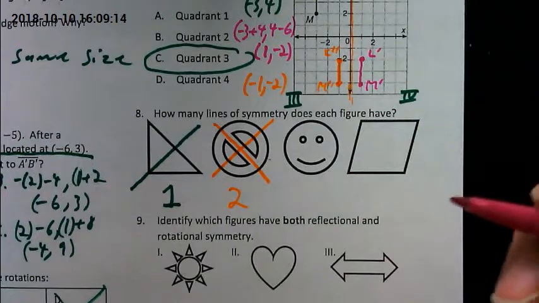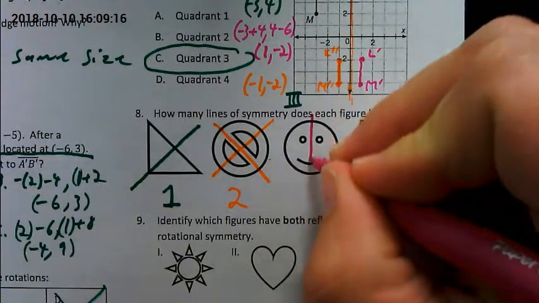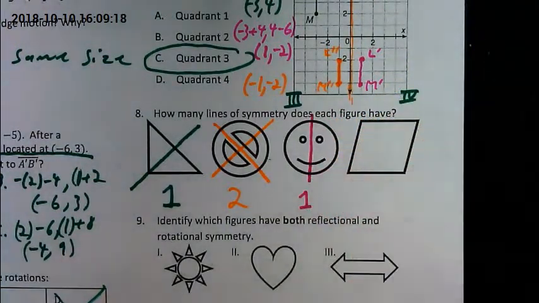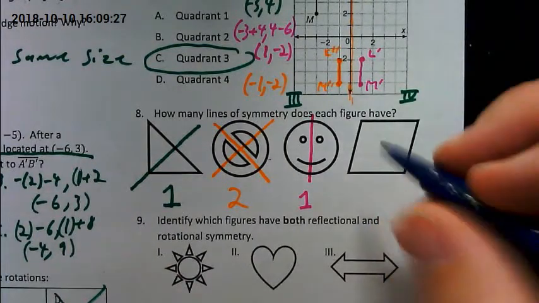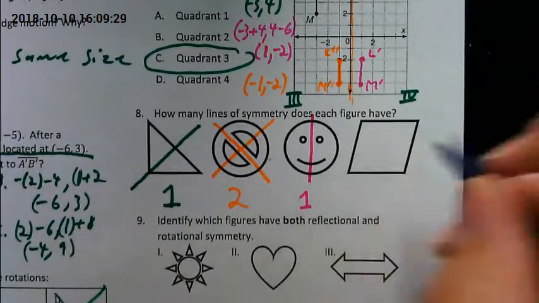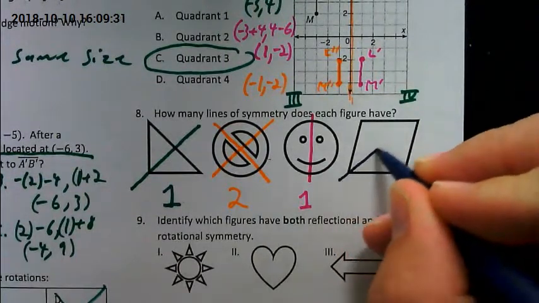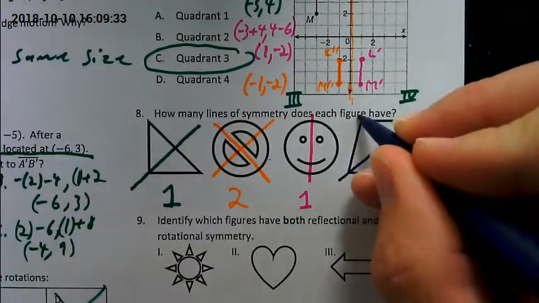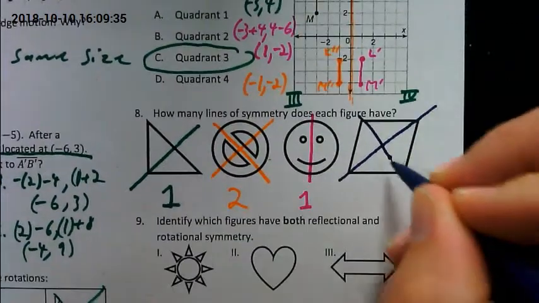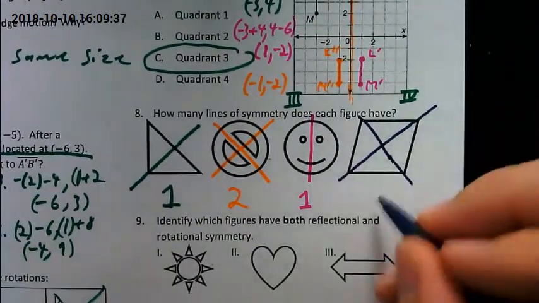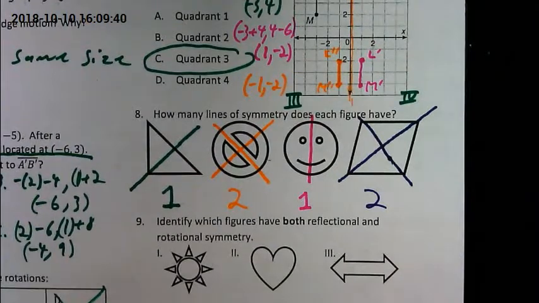What about the smiley face? 1. Now, something very similar to this. And this one? 2. Now, this one is tricky. All right? This is a rhombus. A rhombus does have 2 lines of symmetry.